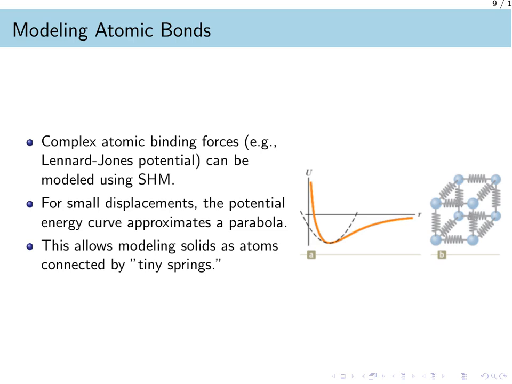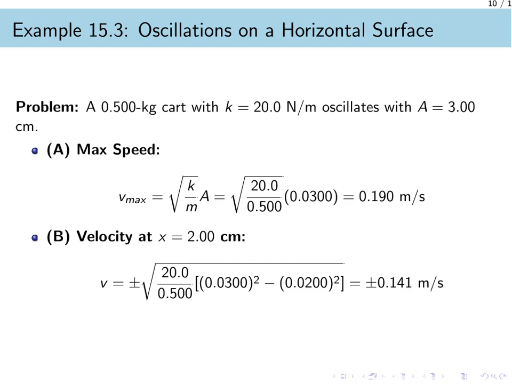This slide shows a graph where the complex potential curve is compared to a dashed parabolic curve, demonstrating how well the harmonic oscillator model fits the behavior of molecular bonds at low energy levels. Let us apply these formulas to a practical example involving a cart on a horizontal air track.